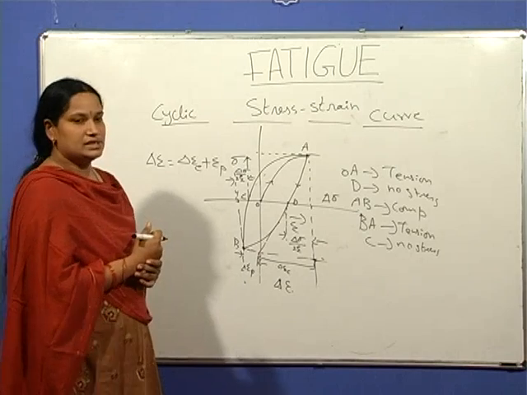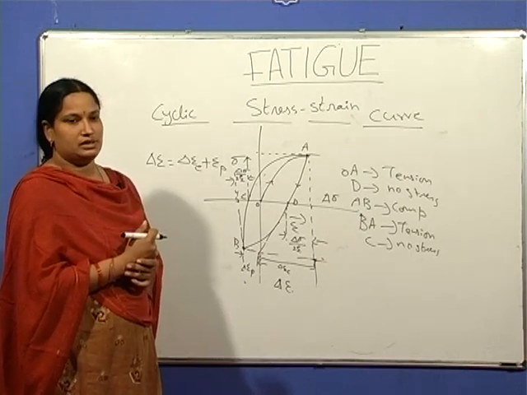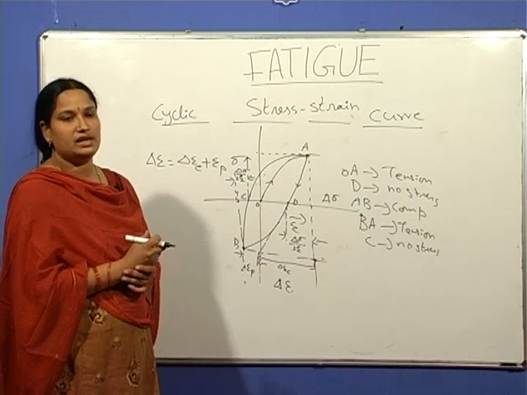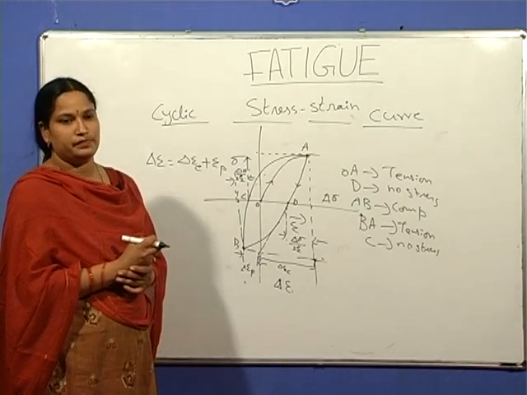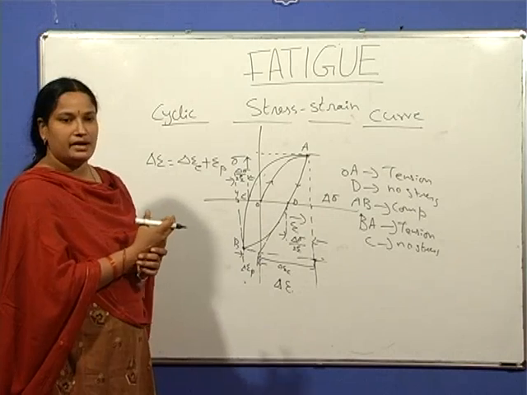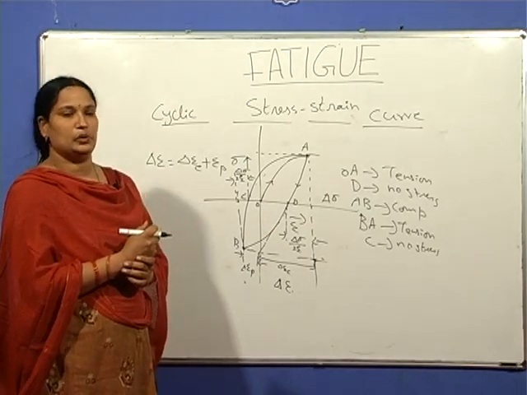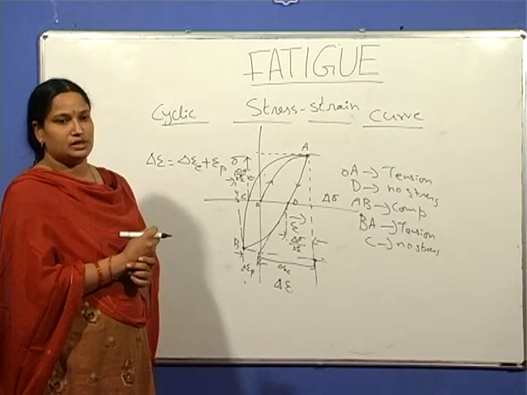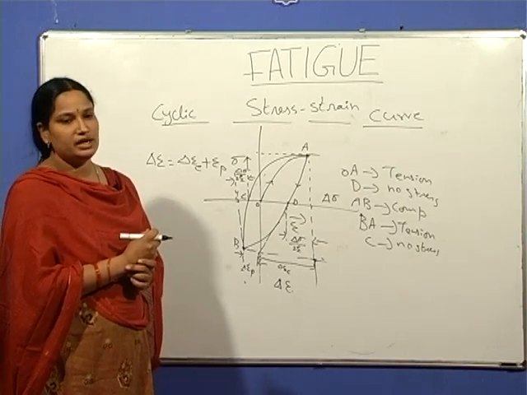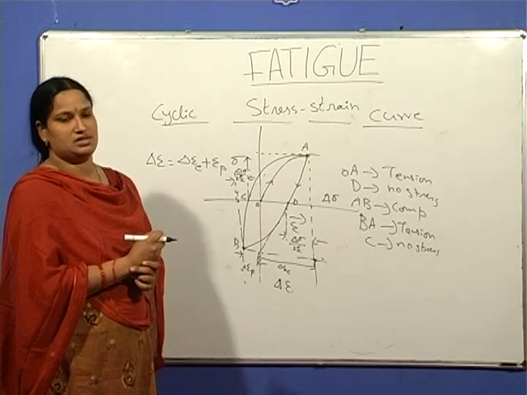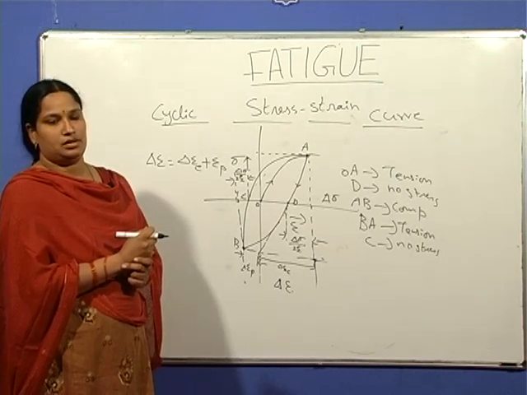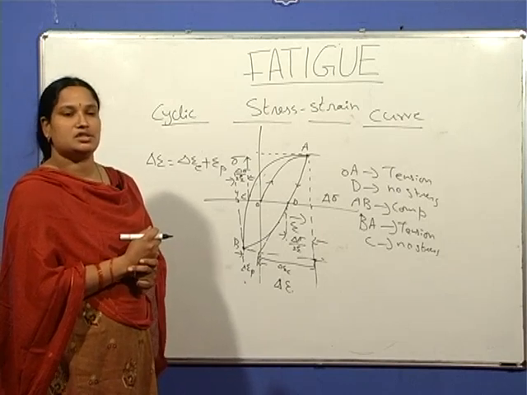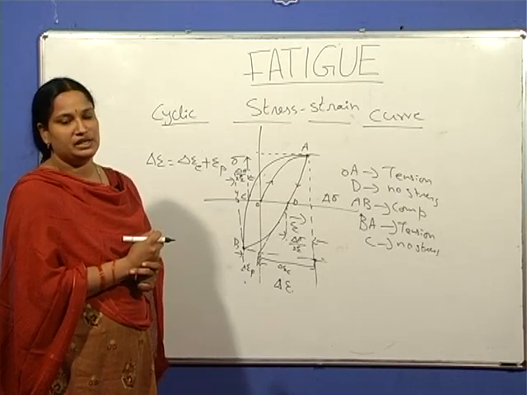So, now we will discuss the two types, one is strain controlled cyclic loading and the second one is stress controlled cyclic loading. In the case of strain controlled cyclic loading, the strain amplitude is held constant, and in the case of stress controlled cyclic loading, the stress amplitude is maintained constant.